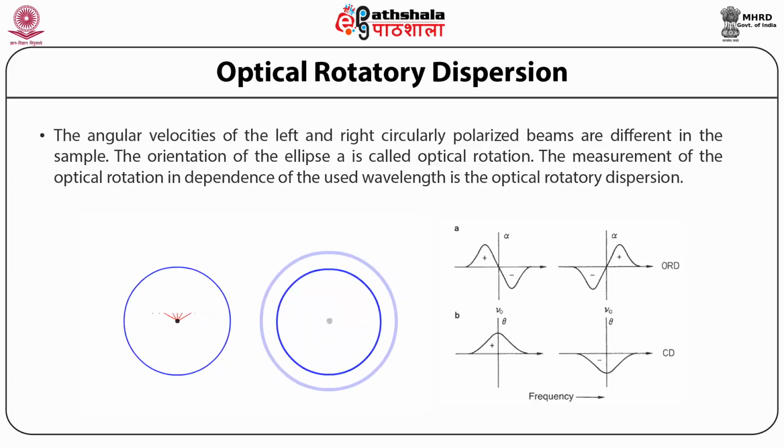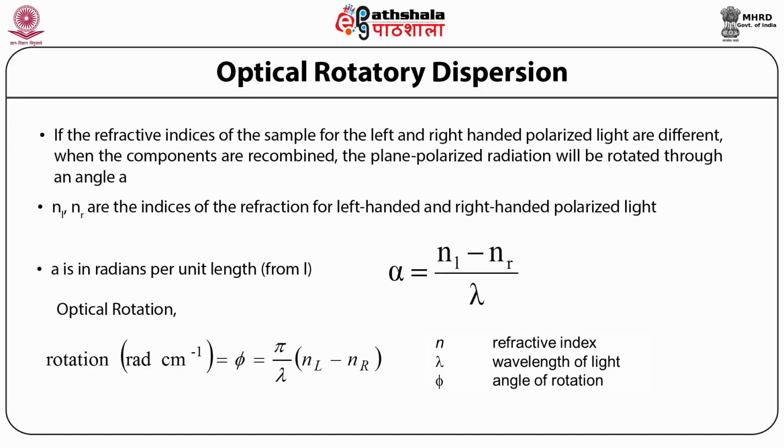We further explain optical rotatory dispersion. If the refractive indices of the sample for left and right-handed polarized light are different, then when the components are recombined, the plane polarized radiation will be rotated through an angle alpha.